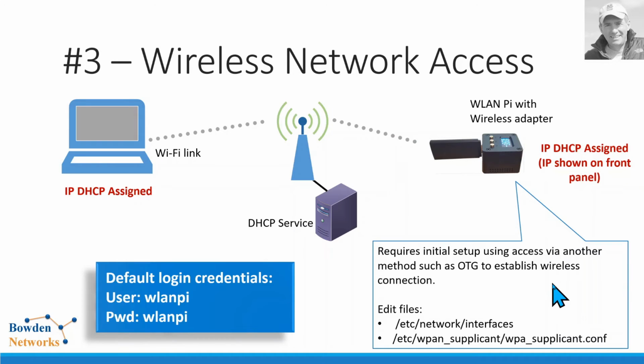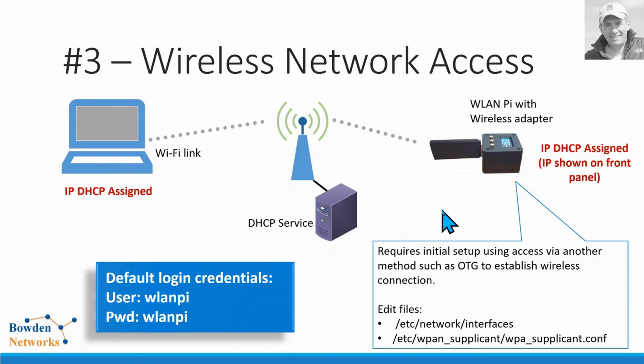Because we're already connected via the Ethernet port, I've got the connected access and I can just edit the required files. So we're going to edit two files, which is /etc/network/interfaces and also /etc/ that should say WPA supplicant, not WPAN supplicant, /wpa_supplicant.conf. I'll make these slides available, so that information you can pull off the slides later on if you want to backtrack and do this for yourself.